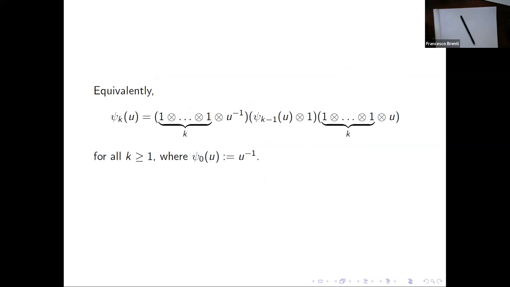You could also define it inductively. You could say, well, I take psi sub k minus one of u, I tensor with 1 on the right, and then I conjugate by this permutation, 1 tensor 1, tensor 1, tensor u. And this is my psi sub k, and psi sub zero I define as u inverse.